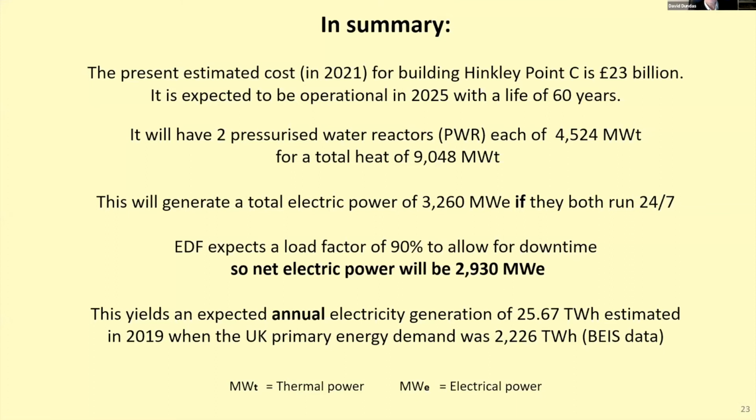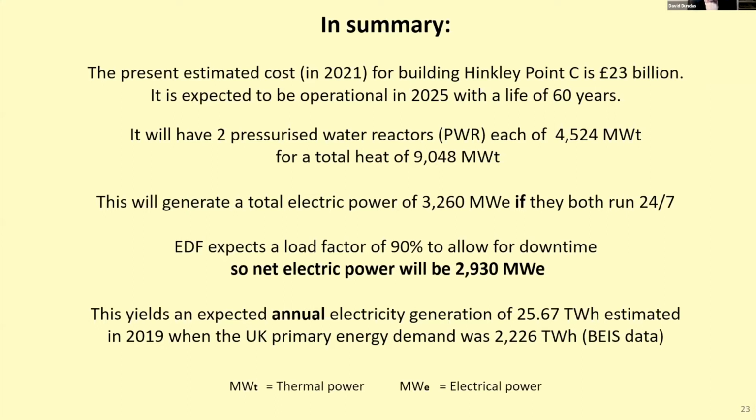So this is a summary of what is expected of Hinkley Point C. As I mentioned, the cost is considerable at £23 billion. We hope to have it working in 2025, and it should have a useful life of 60 years. Two pressurized water reactors. It will generate a total amount of heat of 3,260 megawatts. Sorry, excuse me, that's the heat; the electricity is 2.8 times less than that. That's only if it runs 24 hours, 7 days a week throughout the year.